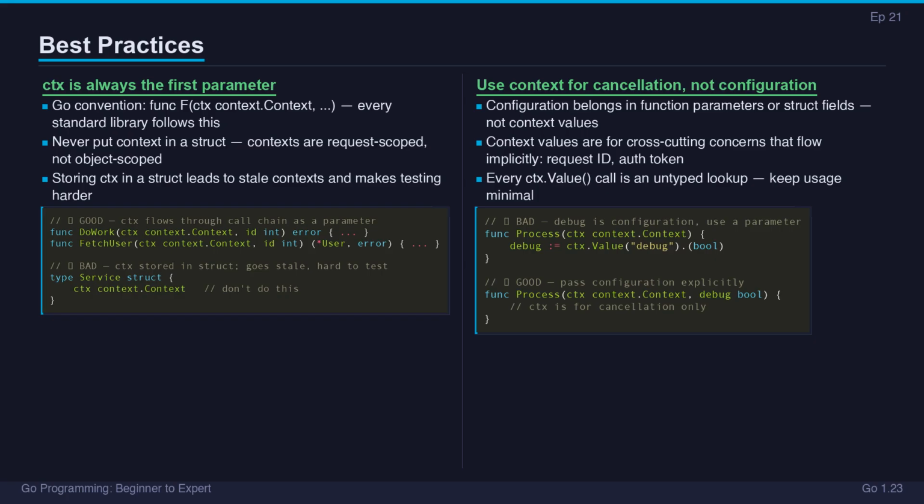Context as first parameter is a Go convention so universal that go vet will warn you if you put it elsewhere. Every function that does I/O, calls a network, or might block should accept a context as its first argument. This is non-negotiable in library code.